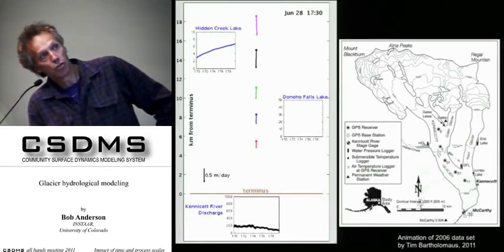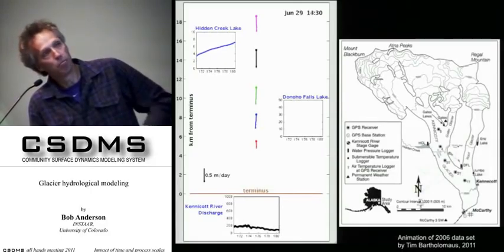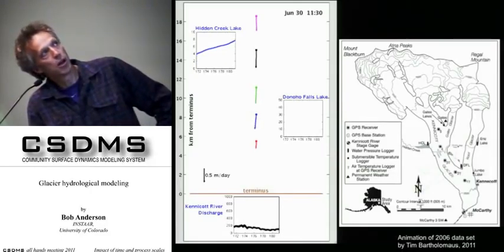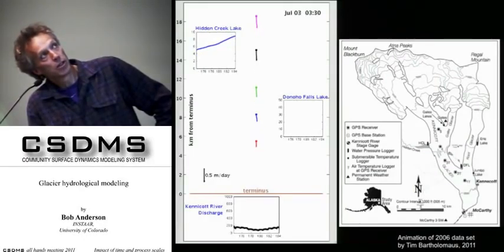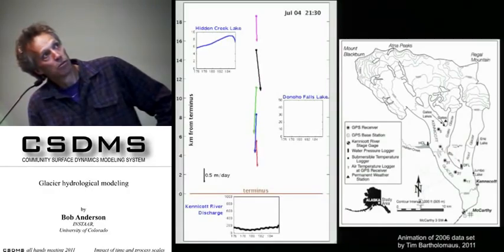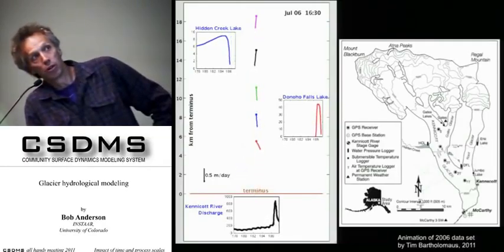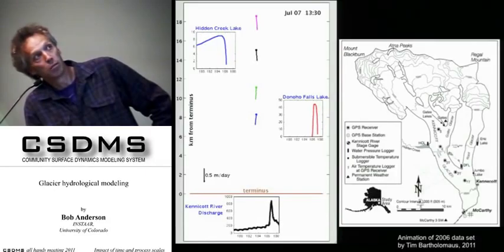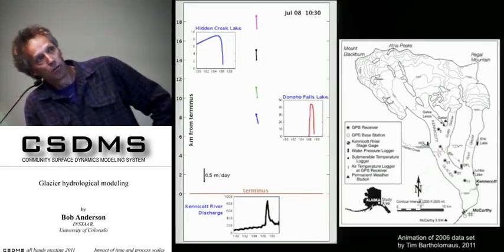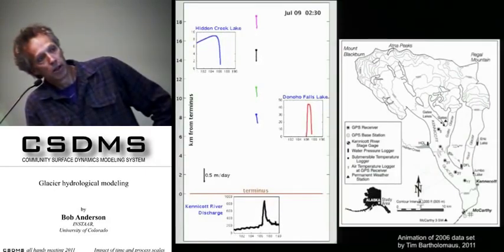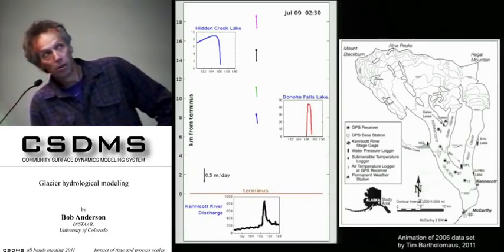Donahoe Falls Lake has drained. It's now below the sensor. Nice big daily oscillations of speed now. Donahoe Falls Lake is topping up, just about to drain. Here it goes. Big, big response of the glacier during that outburst flood. There went the flood past Donahoe Falls Lake, and out it came at the terminus.